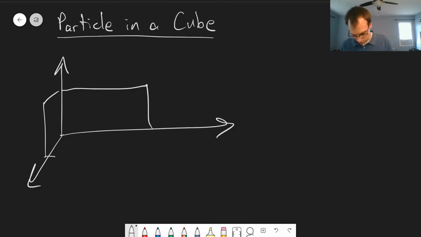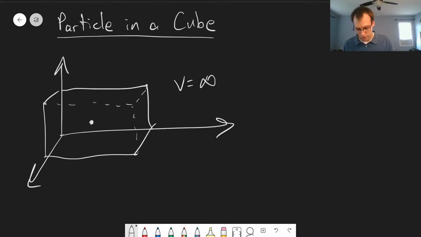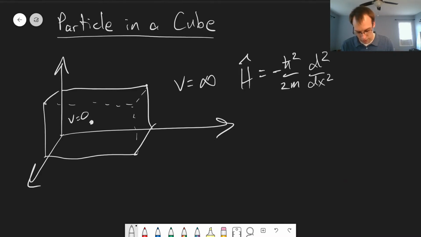So if we want to draw this representation here, we'll see how I can do with this. So our particle is trapped inside this box. V is infinite outside of the box, and again, V is 0 inside of the box. Now, to be able to solve this problem, we need a 3-dimensional derivative, right? So our Hamiltonian operator in 1 dimension is negative h bar squared over 2m times the second derivative with respect to x. We need an equivalent for this for 3 dimensions.